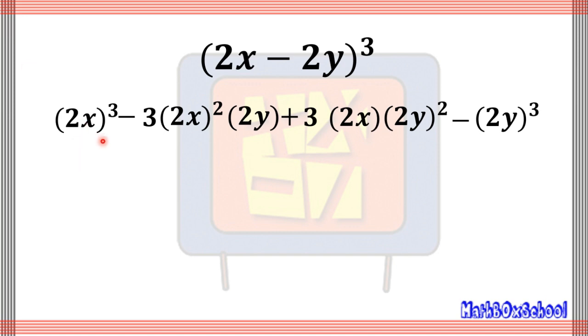Next, we have, simplify natin yung bawat term natin. So, simulan natin kay 2x cube. So, kanina nag-review tayo kung paano i-simplify ito.